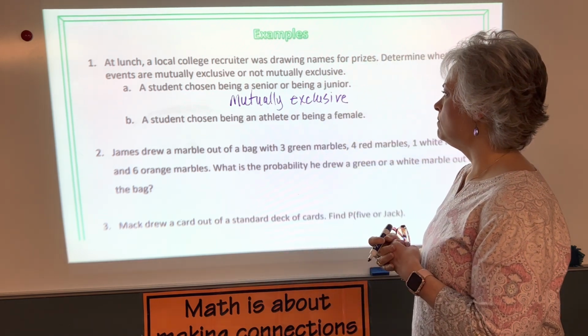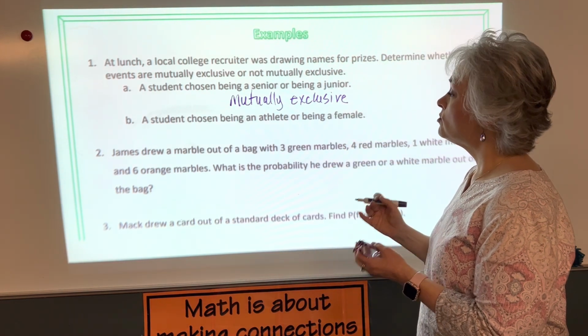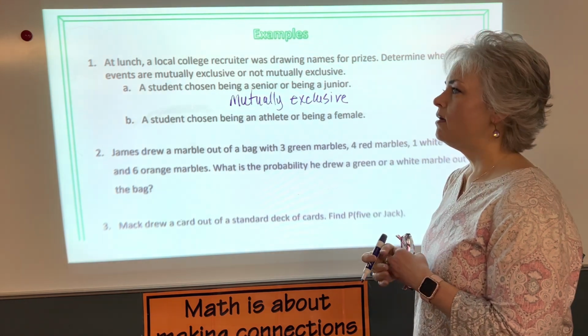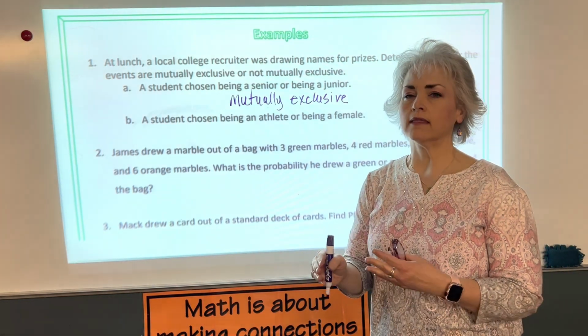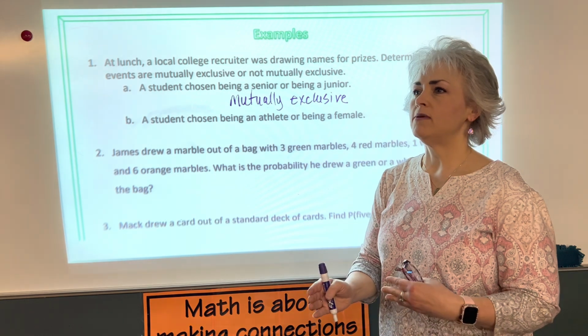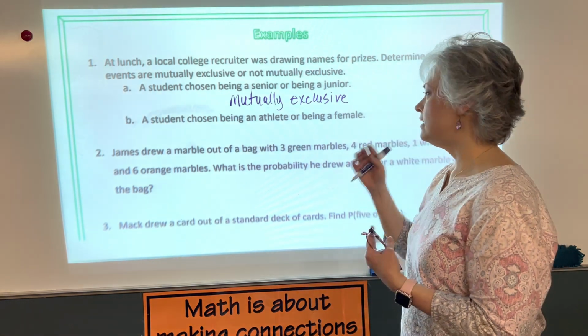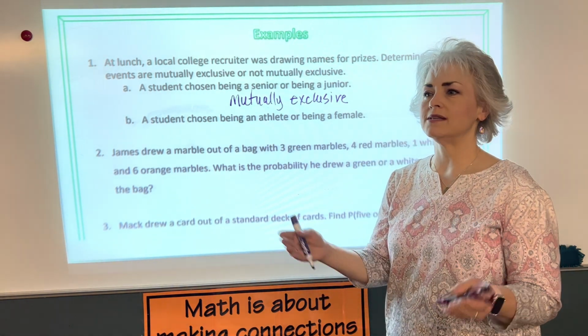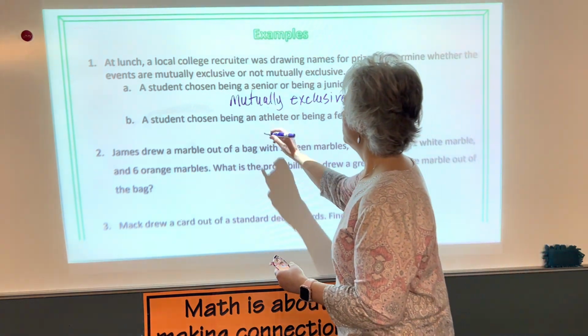On B, a student being chosen being an athlete or being a female, well, that could be the same. The athlete can be a female, or the female can be an athlete. So that is not mutually exclusive because that can happen at the same time.